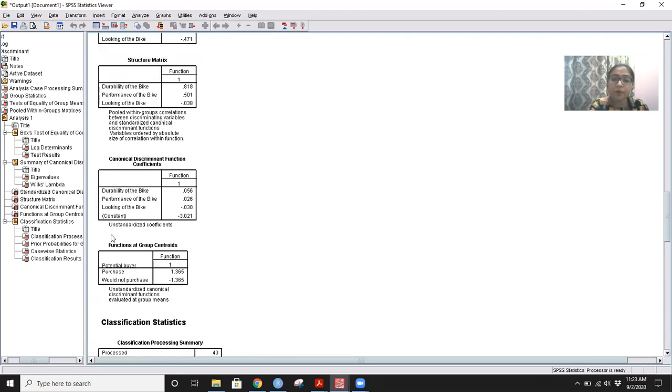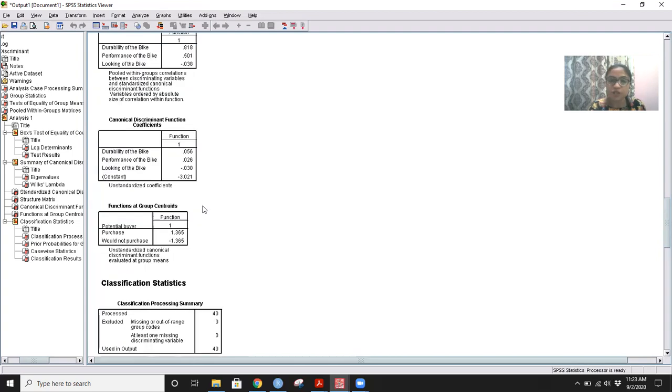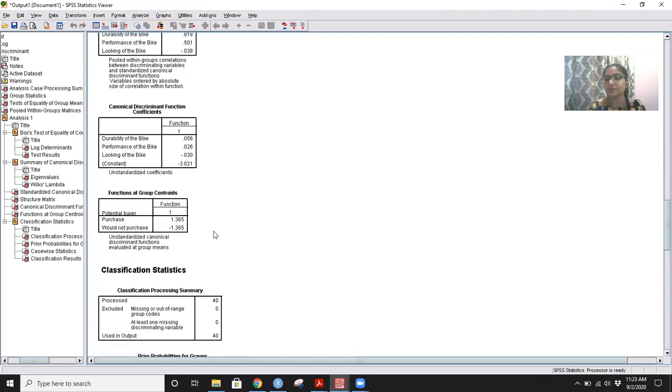Now I'm going to stop this video here, after the discussion of this function, by reiterating that these coefficients make the discriminant function such that Di, the discriminant function score, equals minus 3.021 plus 0.056 into durability plus 0.026 into performance minus 0.03 into looking of the bike. Keeping in mind this knowledge of the discriminant function, we will look at the classification, which I'm going to reserve for the next lecture. Thank you for watching the video.